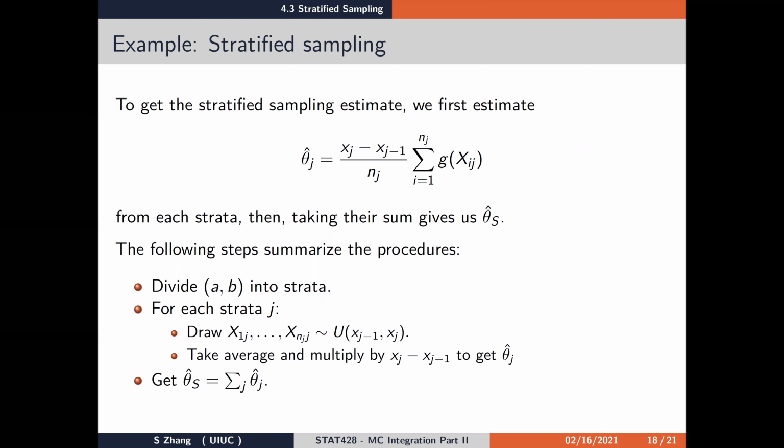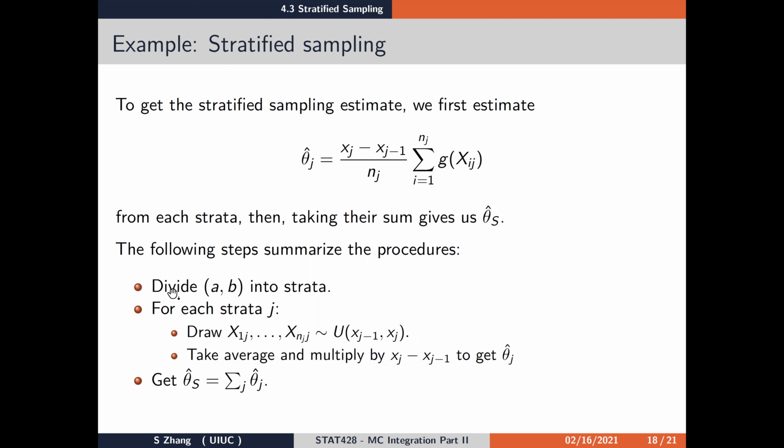So to get the stratified sampling estimate, we first need to estimate theta hat j for each of the strata. And that is given by this formula here. Then we'll be able to take the sum of these theta hat j's, which gives us theta hat s, which is the estimate for our theta. So the steps that are outlined over here summarize the procedure for this stratified sampling algorithm.